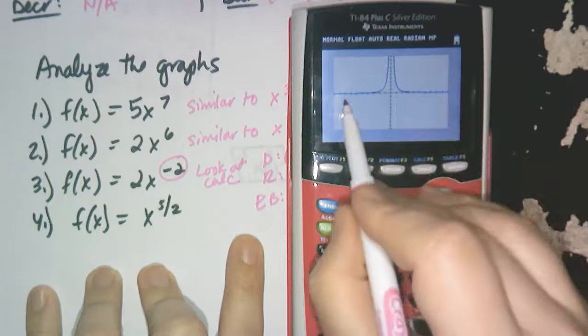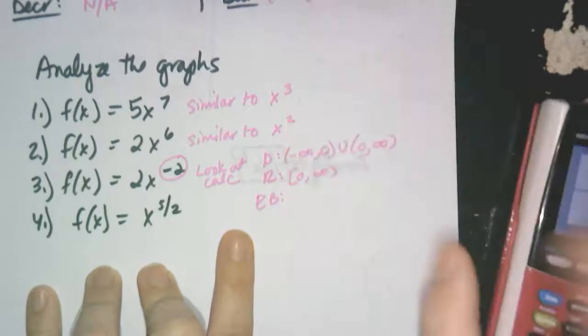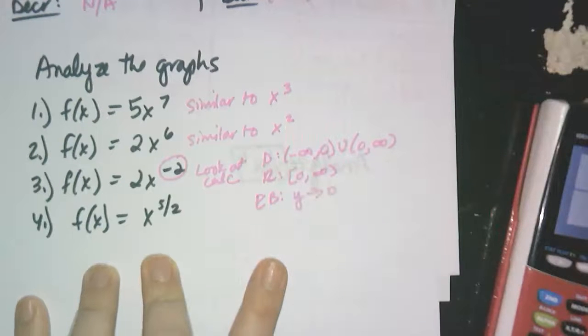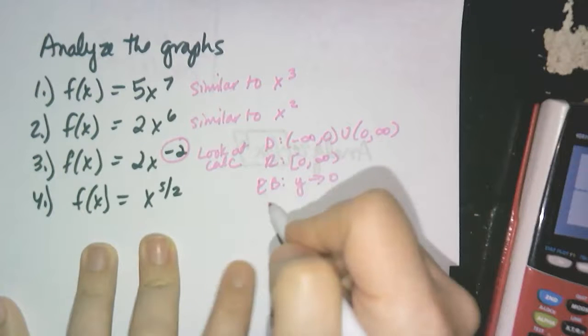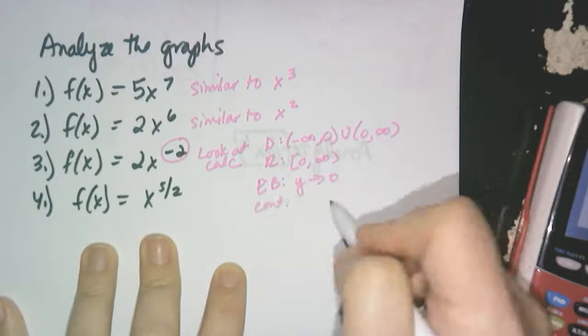0. Even as x gets more and more negatively large, it's approaching 0. So you can actually just write y goes to 0 for both. That's fine with me. Your continuity would be the same as your domain.